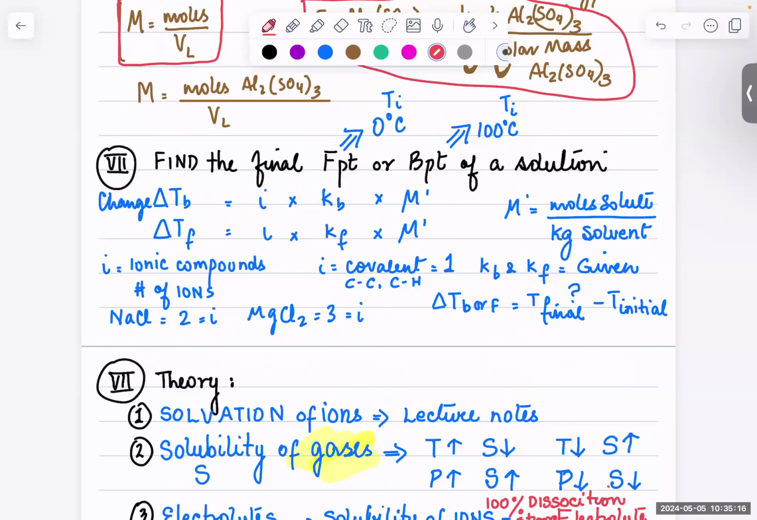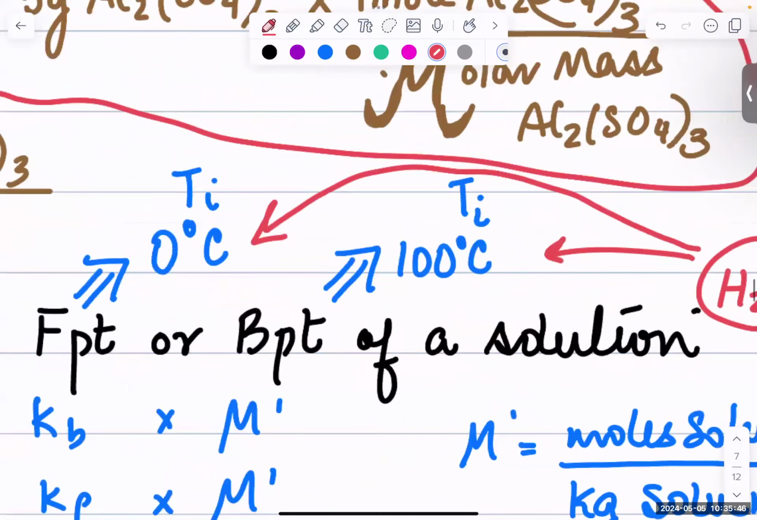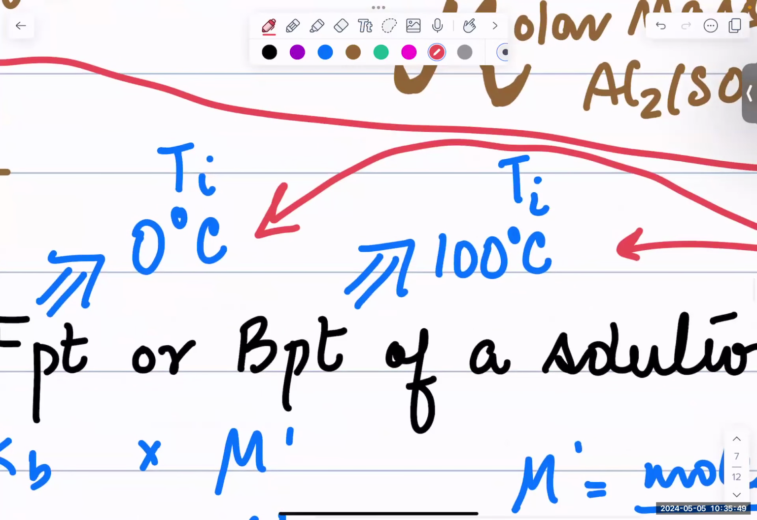Okay, so those things. And then next is find the final freezing point or the boiling point. So generally for this, we are only using water as our solvent. So in the case of a solution of water, we will take the boiling point of water, 100 degrees Celsius, and the freezing point of water is 0. Okay, so this is known.